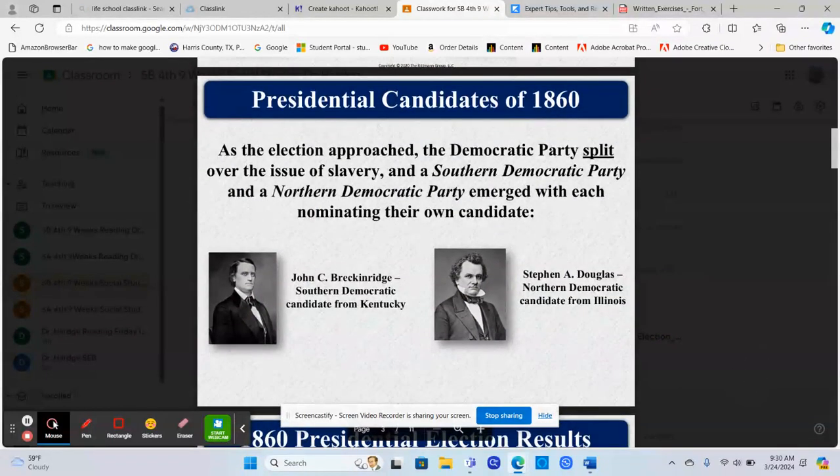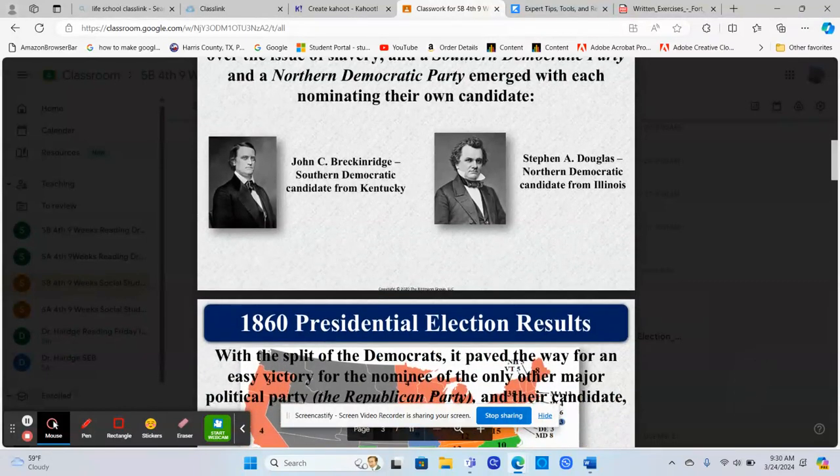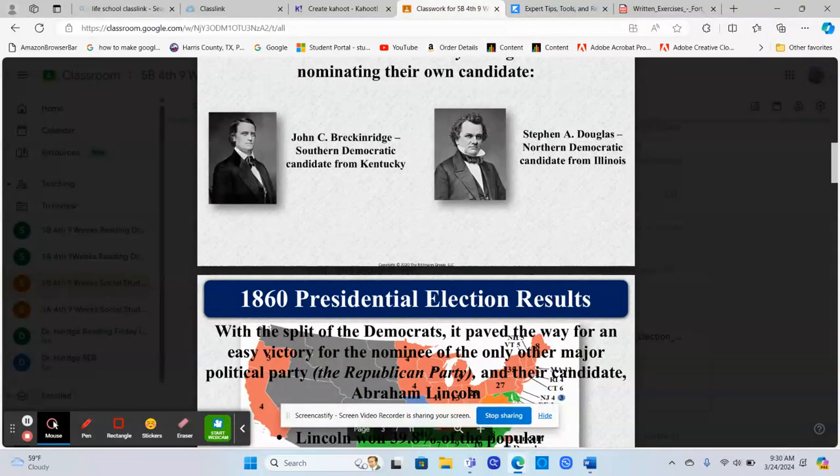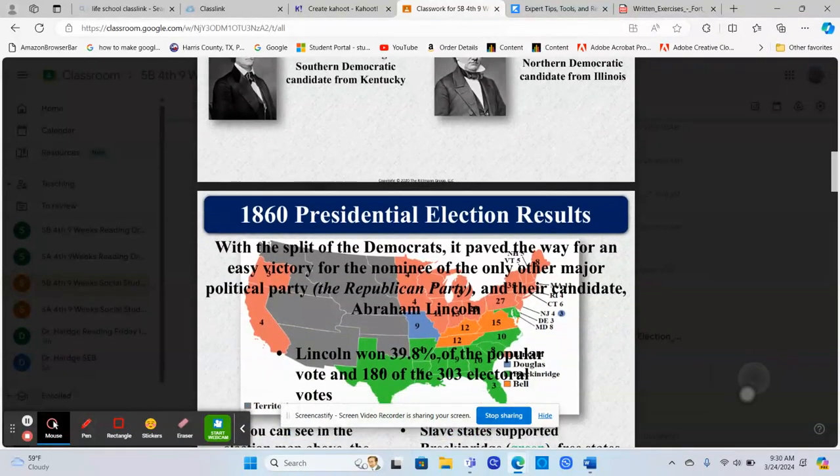Presidential candidates of 1860. As the election approached, the Democratic Party split over the issue of slavery, and a Southern Democratic Party and a Northern Democratic Party emerged, with each nominating their own candidate: John C. Breckinridge, Southern Democrat candidate from Kentucky, and Stephen A. Douglas, Northern Democrat candidate from Illinois.